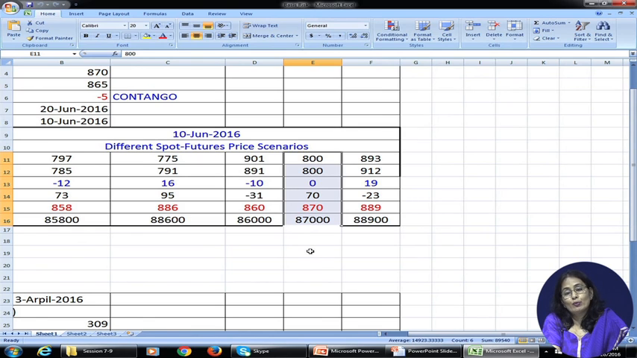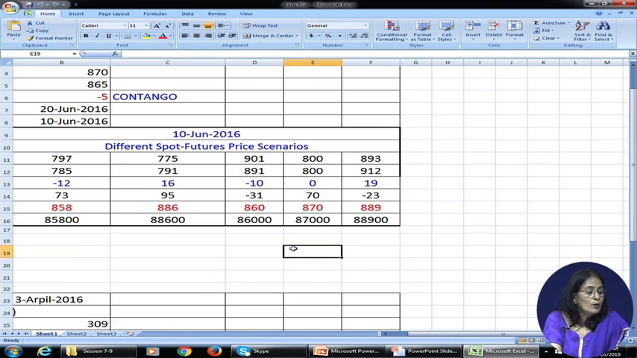as zero before the contract maturity. This does not normally happen, because before the contract maturity there will be some difference in the spot and futures price which will factor in the cost of carry. So just analyzing the price variation, 858 to 889, you can see that the total receipt of the long asset short futures holder can vary depending upon how the basis is changing.